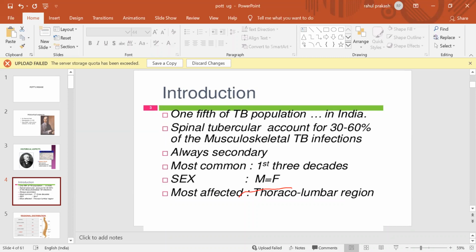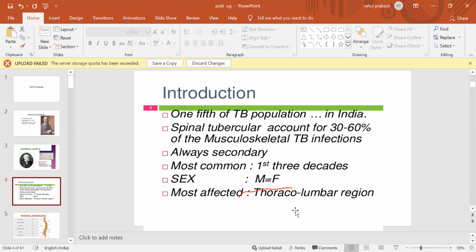Another thing is that TB spine is always secondary. TB cannot infect the spine directly. Either it comes from the pulmonary area or from the hematogenous route, from pulmonary to hematogenous, and then it goes to the spine, because in the spine there are blood vessels. So normally TB comes to the spine through the hematogenous route. Most commonly the site is thoracolumbar.